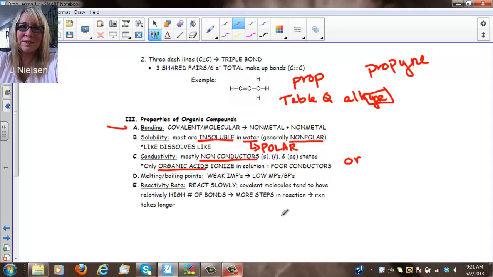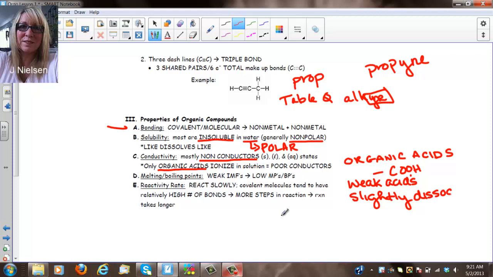Remember that an organic acid, and I mentioned this when we did the acids, bases, and salt unit, organic acids have the ending COOH, okay? But these are weak acids, so they only slightly dissociate. And we already learned this, but I just want to refresh your memory.